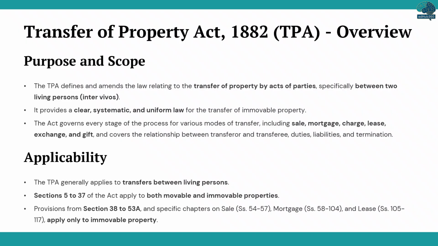Sections 5 to 37 cover both movable and immovable properties, while provisions from Section 38 onwards, including specific chapters on sale, mortgage, and lease, are exclusively for immovable property.